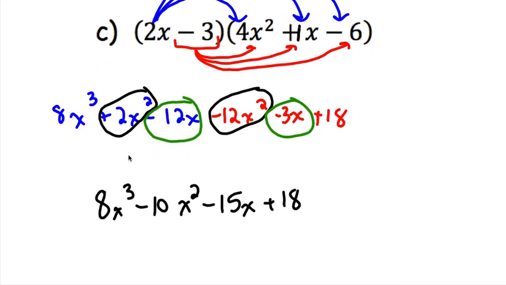All right, now we're ready to add our like terms. Bring down the 8x to the third. There's only one x to the third term, and that's the 8x to the third, so we bring that down. Now we add our like terms, so the one circled in black here, 2x squared minus 12x squared is a negative 10x squared. Negative 12x minus 3x, one circled in green, are like terms. That's a negative 15x. And then my final term here, 18, nothing else to combine with that 18, so I bring it down.